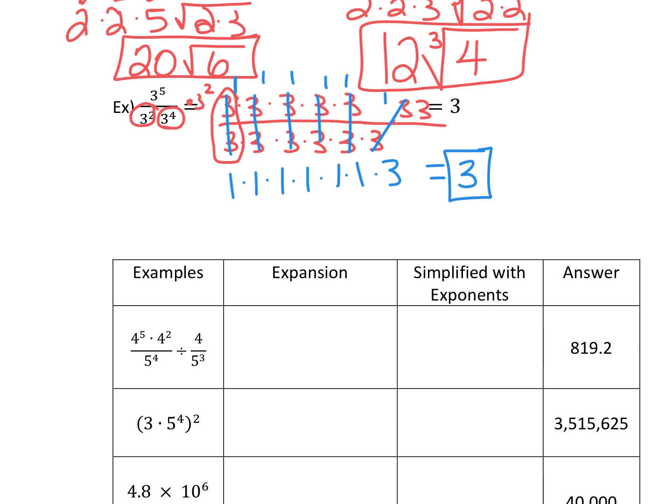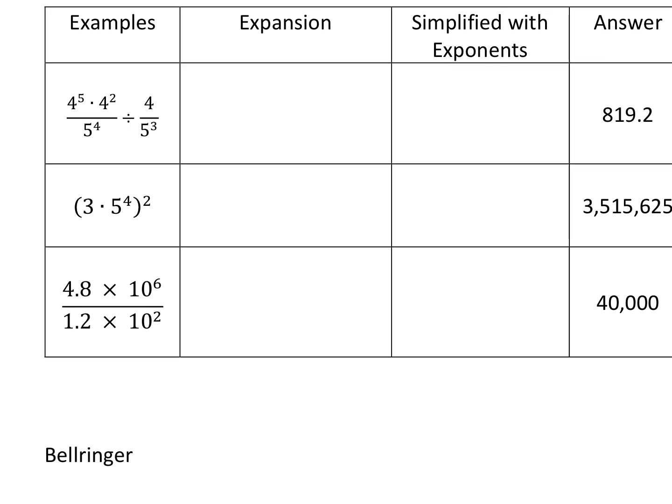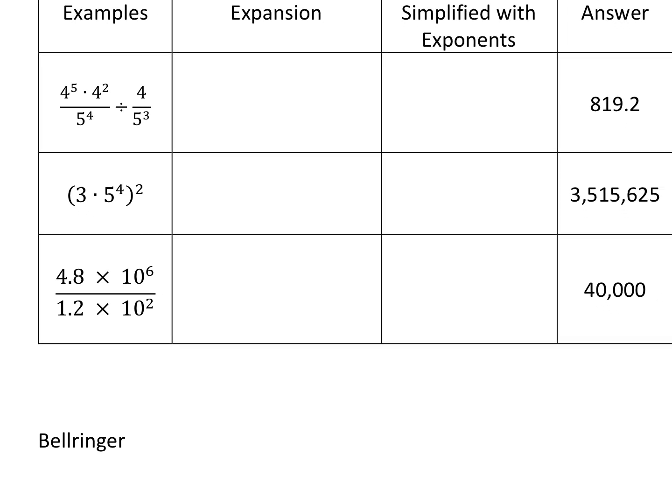So this is what we're going to be looking at today, taking those exponents, writing them out, and simplifying them to see what we get. They do give you the answer on these, and we just need to make sure with our calculator that we get that. I'm actually going to start with this middle one, 3 times 5 to the 4th, squared.